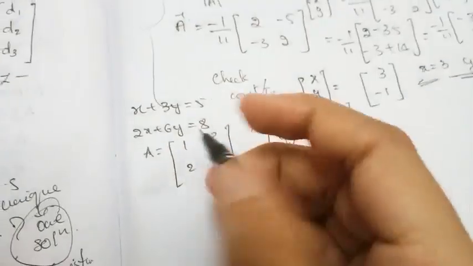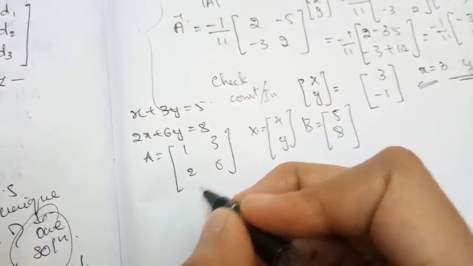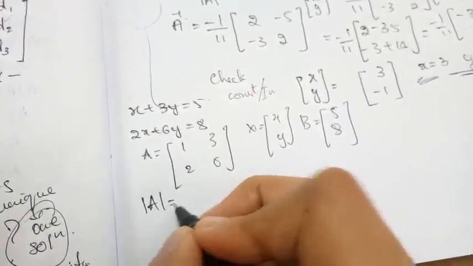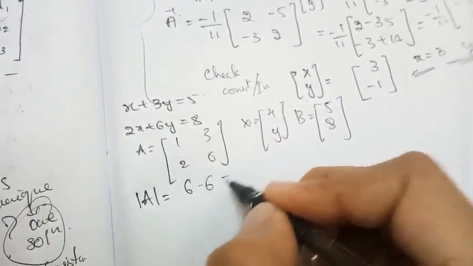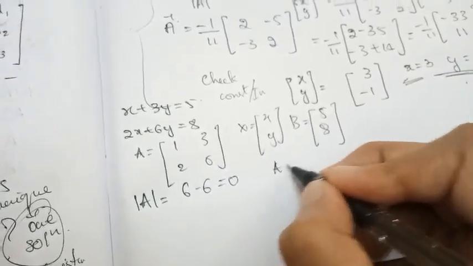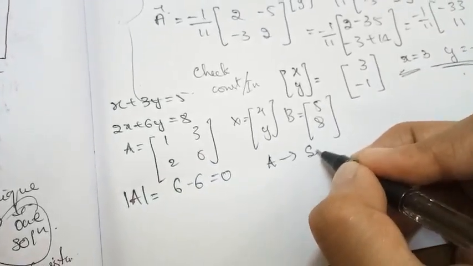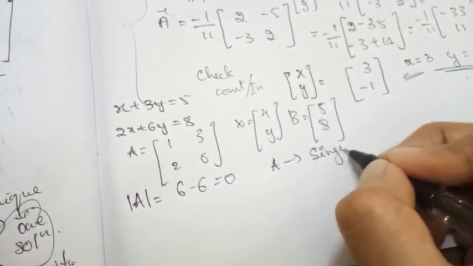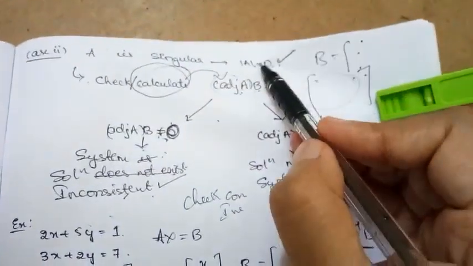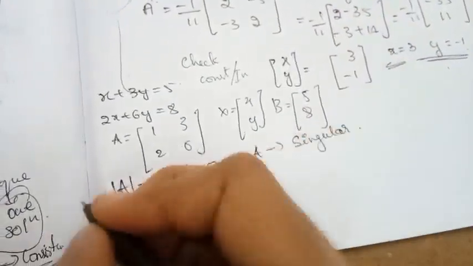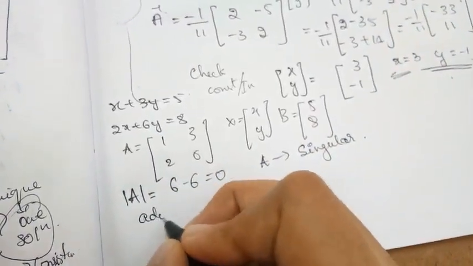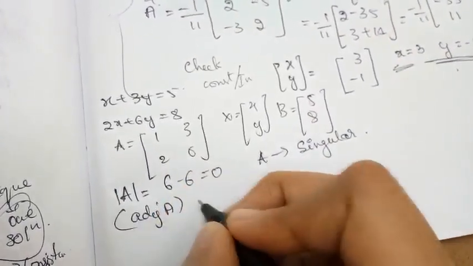So after this, you check for the determinant value. So what is the determinant value? 6 minus 6, which is equal to 0. So our matrix A is nothing but what? It is a singular matrix. So as I said here, when it is singular, we will calculate adjoint A into B. So here, since it is singular, we are finding adjoint A into B.